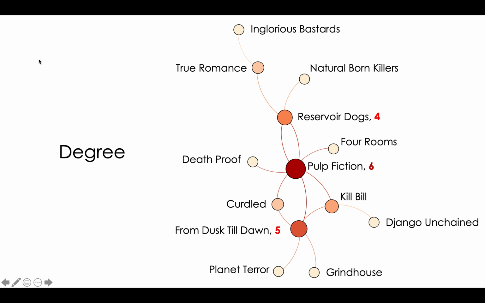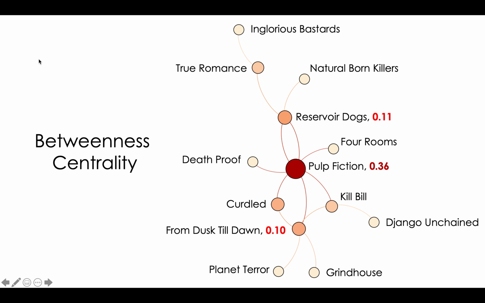Let us first consider the degrees of all of these movies. Pulp Fiction is the movie with the highest degree of 6, and the other two that follow closely behind are From Dusk Till Dawn and Reservoir Dogs with degrees of 5 and 4 respectively. If we consider betweenness centrality, Pulp Fiction once again comes up on top with a betweenness centrality score of 0.36, with From Dusk Till Dawn and Reservoir Dogs having a score of 0.1 and 0.11 respectively.